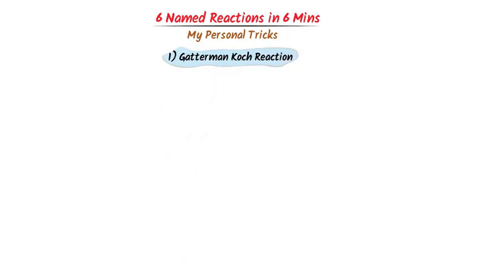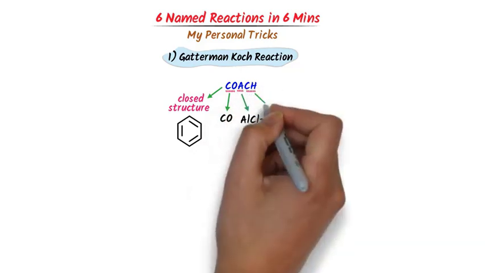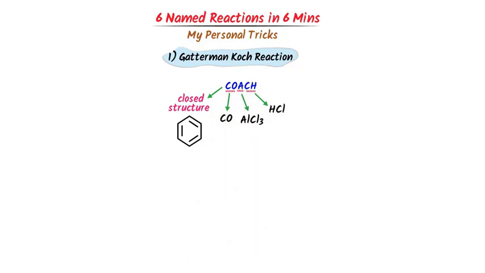Well, the word Koch reminds me of coach. If you remember this word coach, you can write the Gattermann-Koch reaction in less than a minute. For example, this C stands for closed structure like benzene. This CO stands for carbon monoxide. This A stands for aluminium chloride. This HC stands for hydrogen chloride.